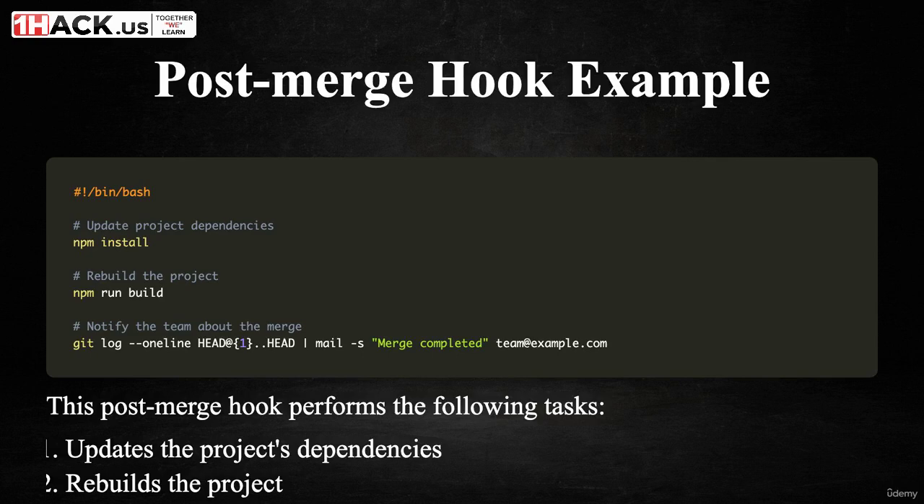Finally, let's look at an example of a post-merge hook that can be used to automate tasks after a merge is completed. This post-merge hook performs the following tasks. 1. Updates the project's dependencies. The hook runs the npm install command to update the project's dependencies based on the changes introduced by the merge. 2. Rebuilds the project. The hook runs the npm run build command to rebuild the project, ensuring that the merged changes are properly integrated and the application is up to date.